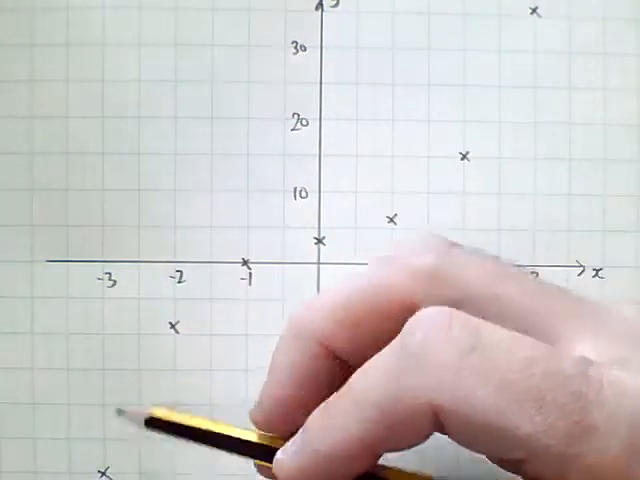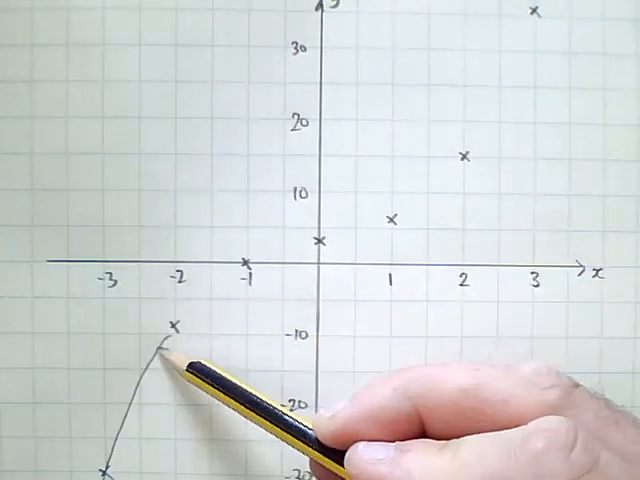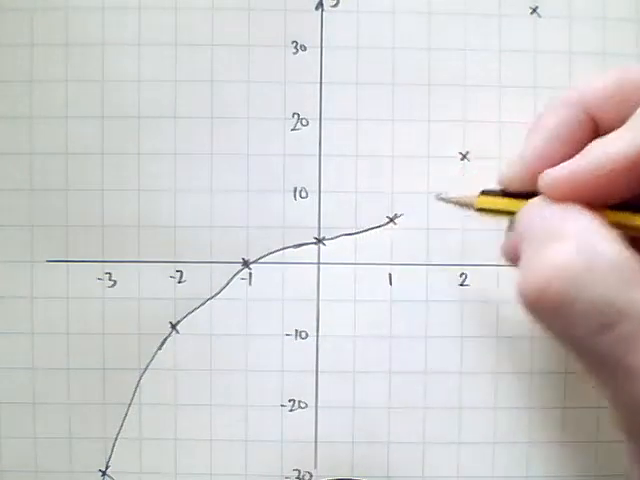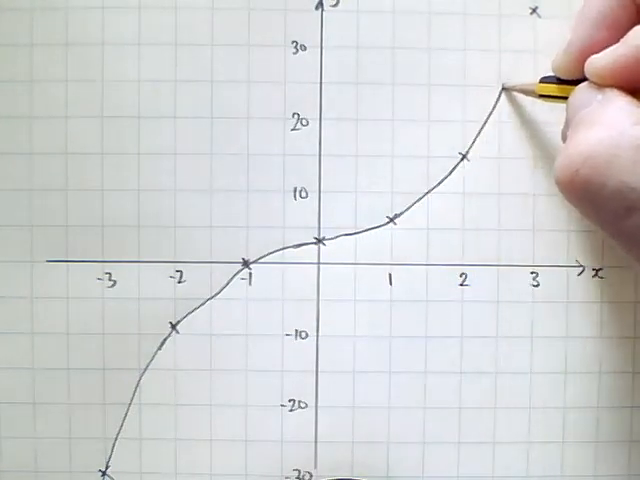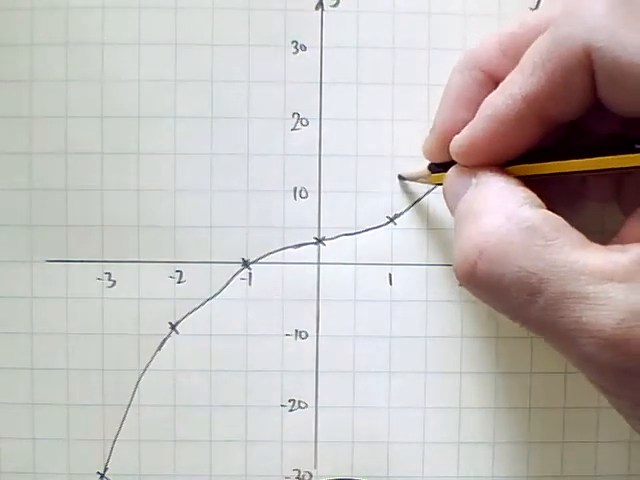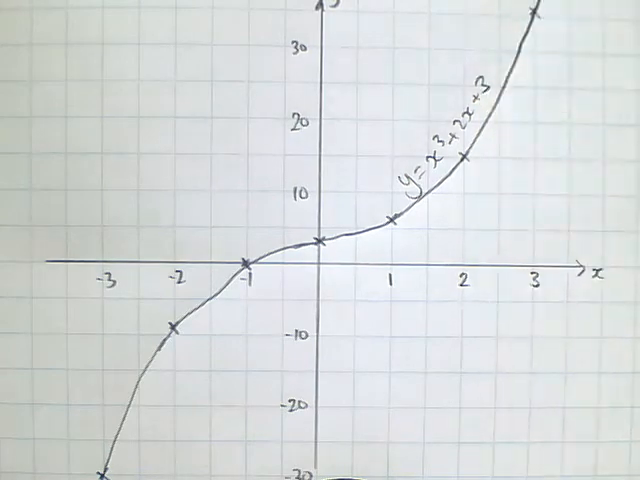So I've got this curved shape. I can then start to do my curve, try and keep it as smooth as possible. Remember to carry on past your points, and you've got a cubic graph. Y equals x cubed plus 2x plus 3.